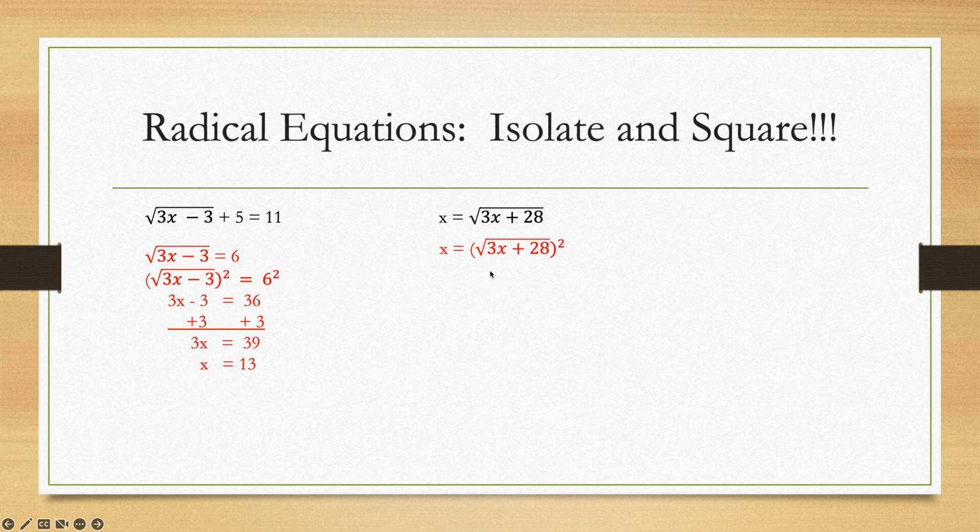For the next one, it's already isolated, so I just square both sides. I forgot to put the squared there, but it's here. So x squared is 3x plus 28. Get it all on one side. X squared minus 3x minus 28, because when you subtract it, is 0. Factor, x minus 7, x plus 4, and I get x equals 7 and possibly x equals negative 4, but when I go to check it, I realize it doesn't check because the square root's never negative unless the notation says so. So that means that it's what we call an extraneous root.